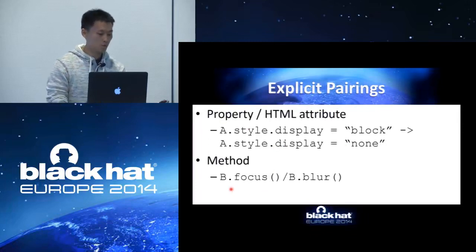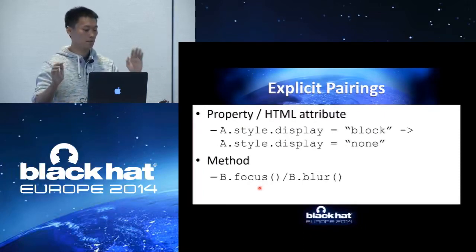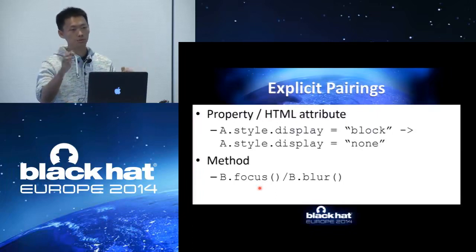An example for the method is 2 methods doing contrary things, like b.focus, then the b object will get focus. Then we call b.blur, and then b will lose the focus.